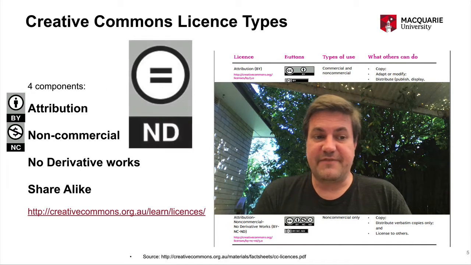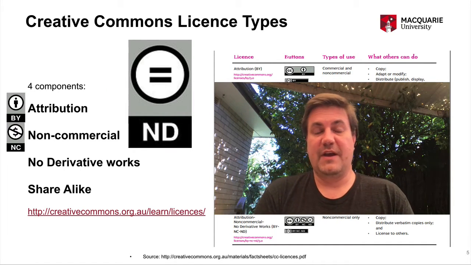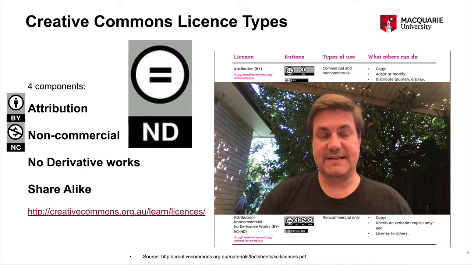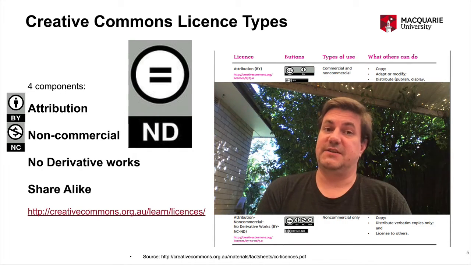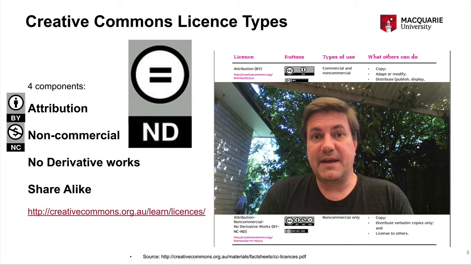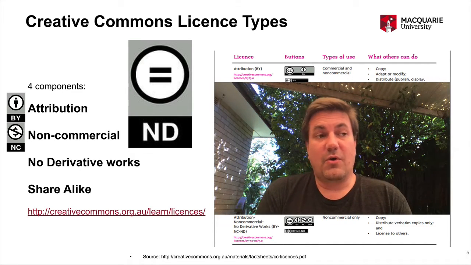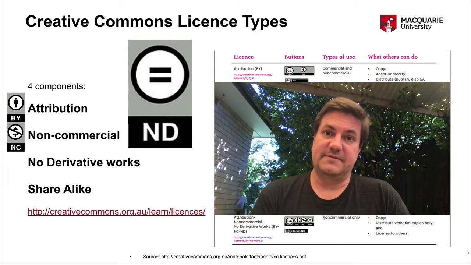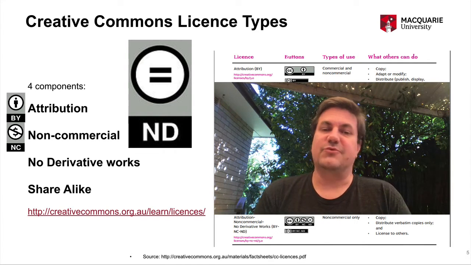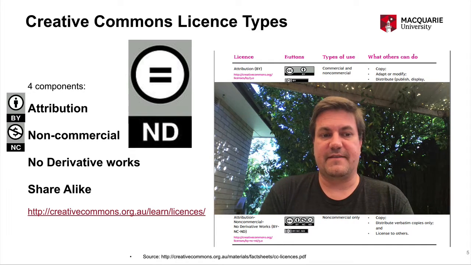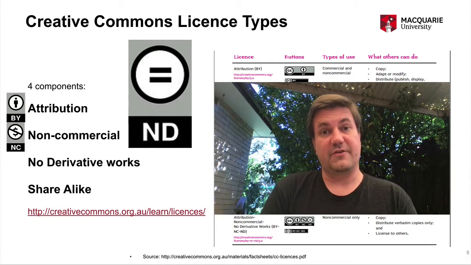The non-derivative, however, is one that you cannot use. What non-derivative means, if I release an image as non-derivative, people can use that image, but they can't change it. And changing an image could be cropping, could be changing the color, or moving it into a different format. So taking a still image and putting it into a video. All of those would be a derivative work. So if you find a license tagged with non-derivative, you cannot use that.